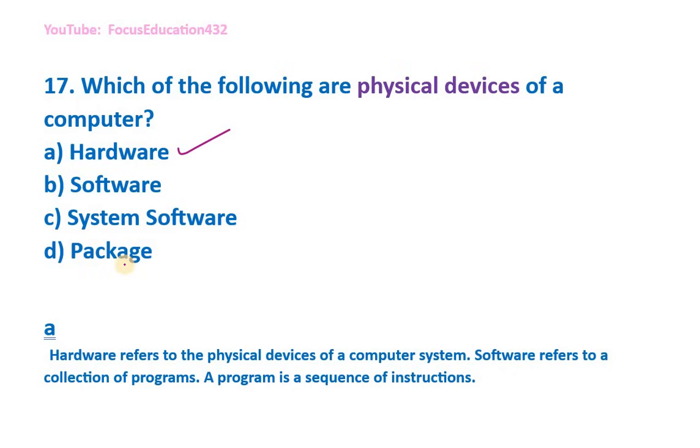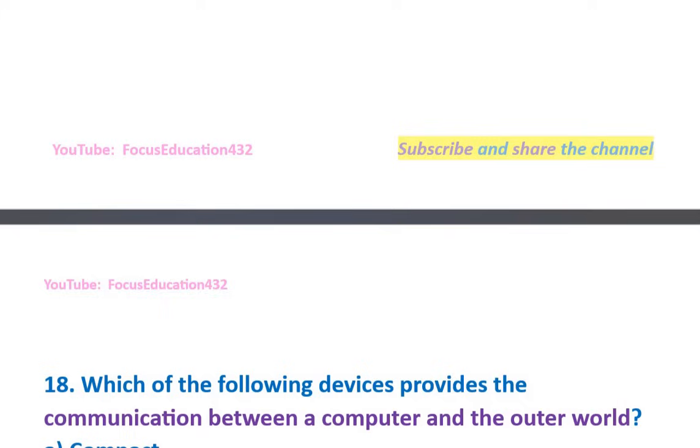So in the 4 options given here, physical means what? Hardware. For example, monitor you have, keyboard you have, printer you have, memory you have, disk you have. All these are physical devices that we can say. Now we move to the next one.